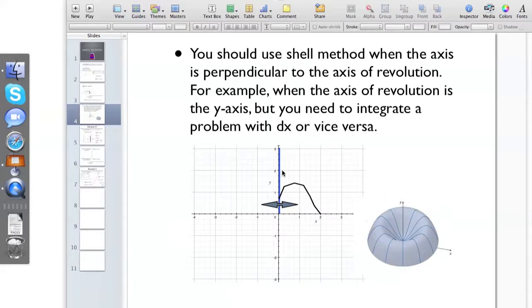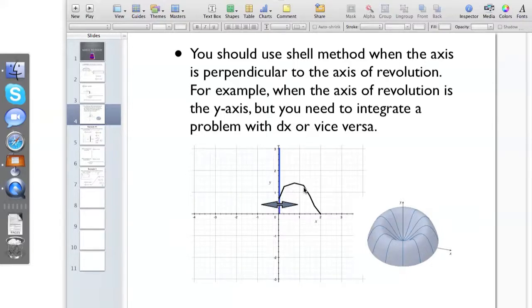And let's look at this problem, a situation where it would be so much easier to use the shell method. So in this curve, let's pretend that it is defined in terms of dx, and you are revolving around the y-axis. So you should use the shell method anyways. But if you notice, using the washer method, you wouldn't be able to solve this problem very easily, because first of all, the inner radius diminishes and disappears after a while.